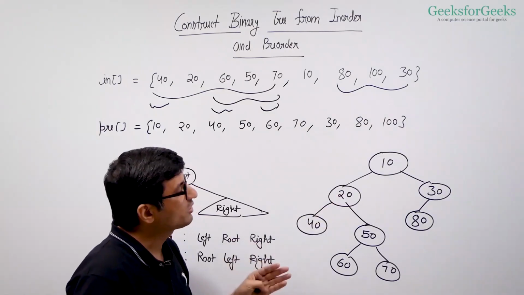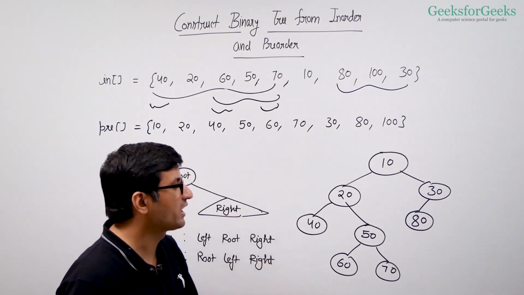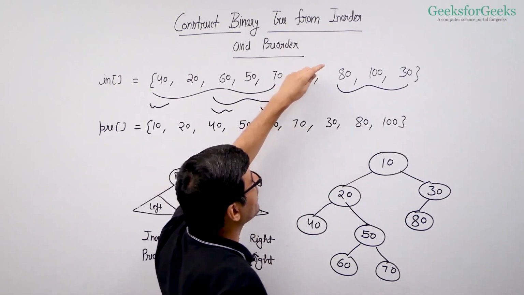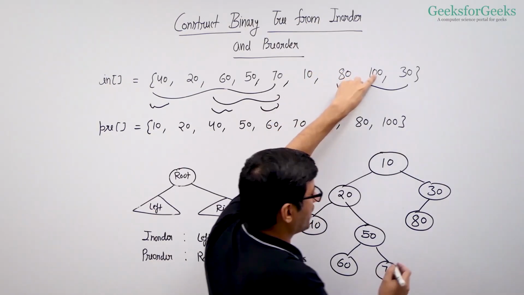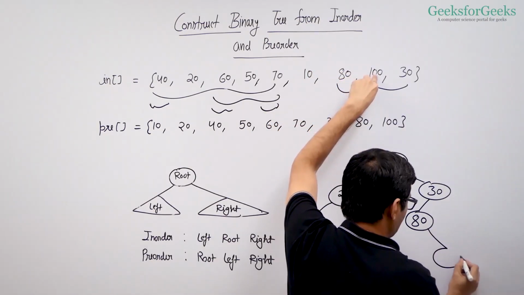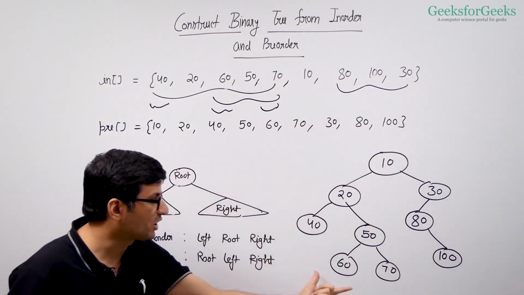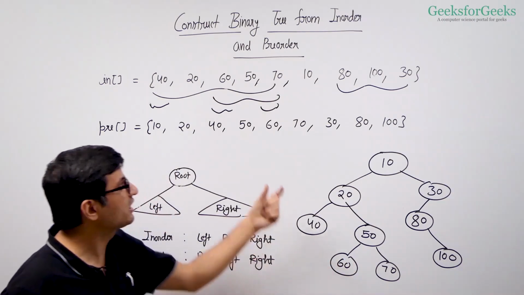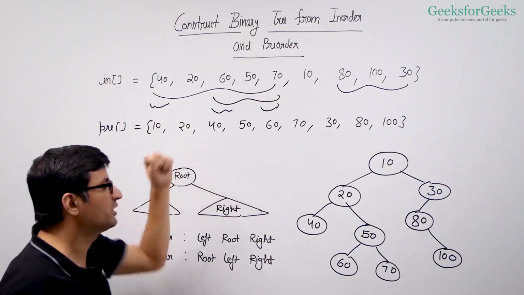Now does 100 come on the left of 80 or the right of 80? To figure that out, we again use in-order traversal. So we notice that 100 is on the right side of 80. So 100 is the right child of 80. So that's how we construct the required tree. This is our tree. We can do in-order traversal and pre-order traversal of this, and we can see in-order traversal is going to be this and pre-order traversal is going to be this.